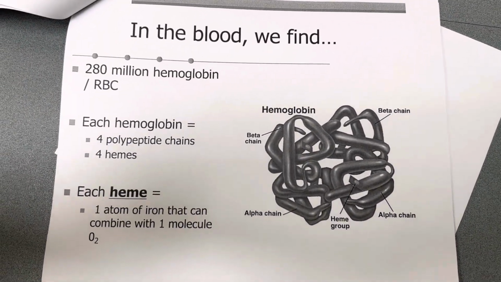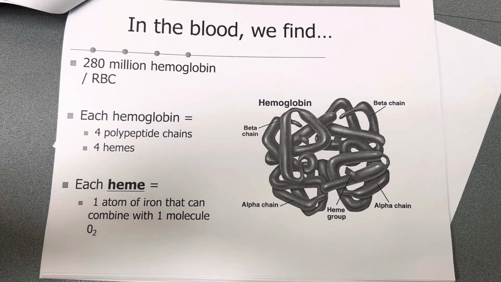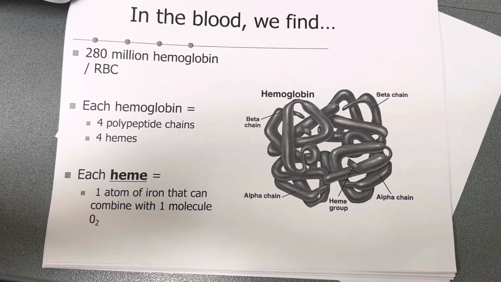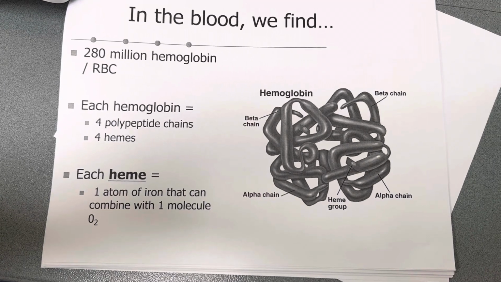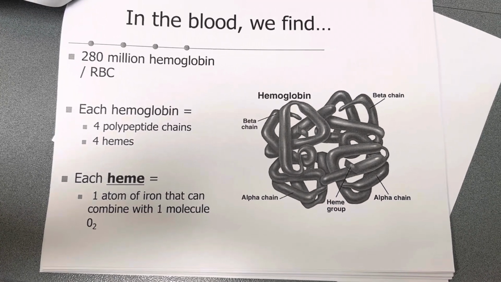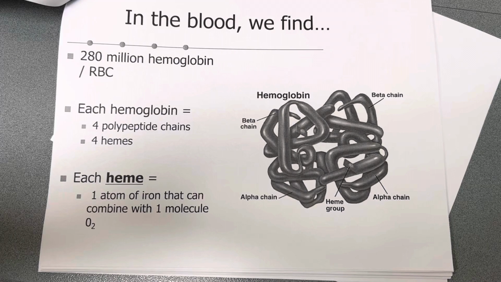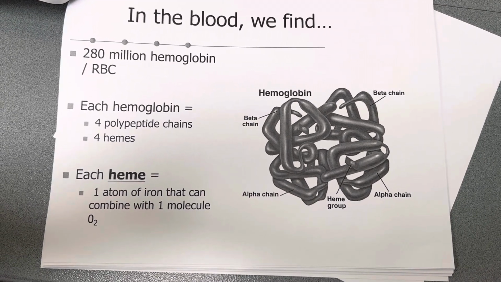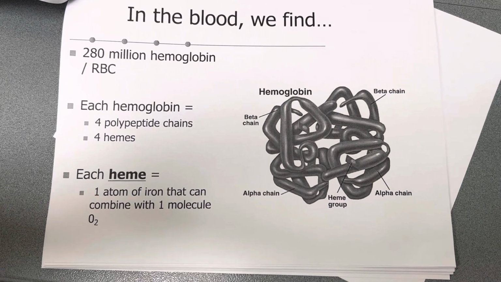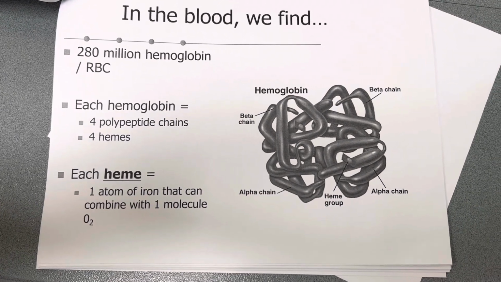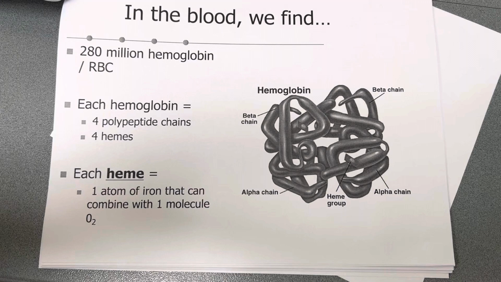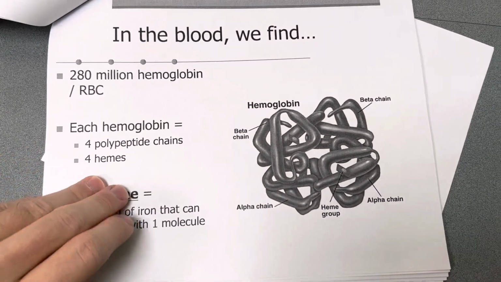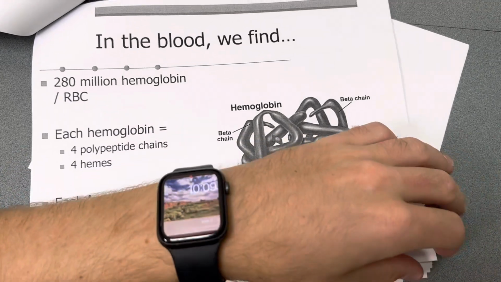In the blood, we find 280 million hemoglobins in red blood cells. Each hemoglobin equals 4 polypeptide chains, 4 hemes. Each heme has 1 atom of iron that can combine with 1 molecule of oxygen. Hemoglobin: beta chain, alpha chain, heme groups, alpha chain, beta chain.